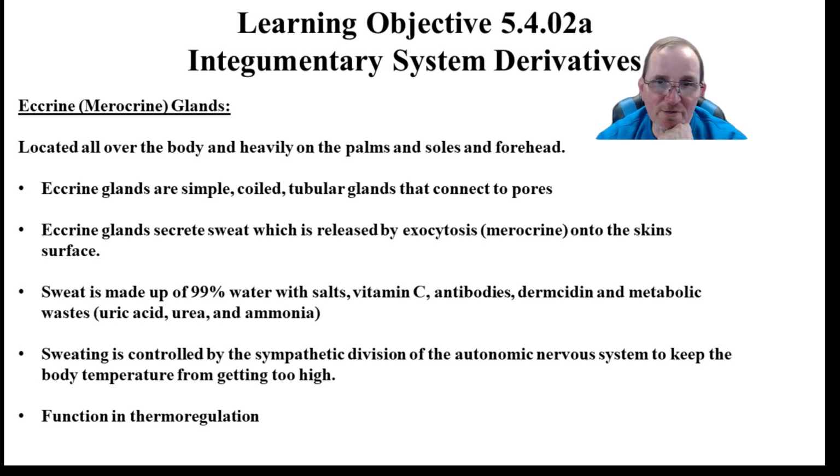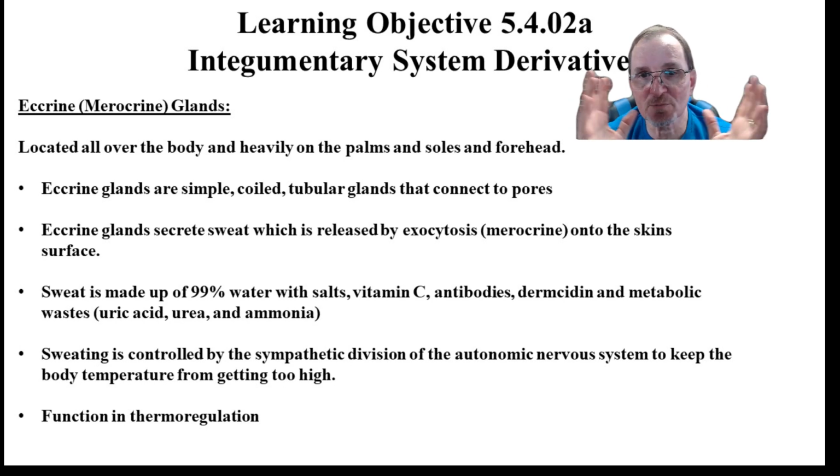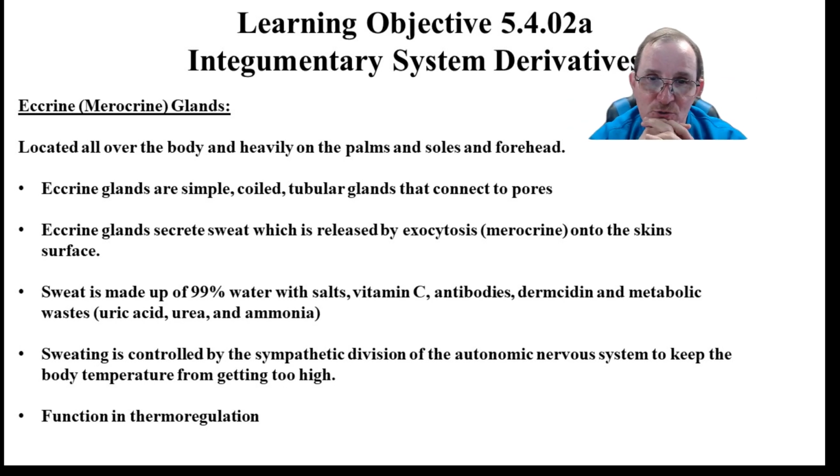The eccrine, we've already talked about. They're the coil. They're pretty simple, and they're tubular. They're not the acinar, but they're going to go straight up, and they're going to end at the pores. These guys are going to release sweat by exocytosis, which is the merocrine, and it's going to put it on the surface of the skin. There, depending on the humidity, the water will be evaporated and absorbed into the atmosphere. When it's absorbed, it's going to take a lot of heat from the body with it.